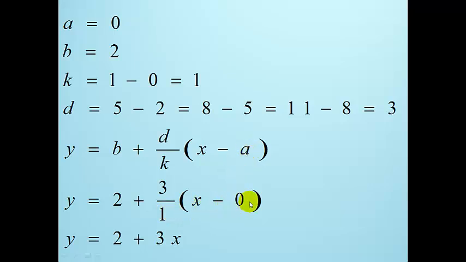Now x minus 0 equals x. 3 divided by 1 equals 3. So 3 times x is giving us 3x. So we have y is equal to 2 plus 3x. This is now the rule for the given mapping. Y equals 2 plus 3x.